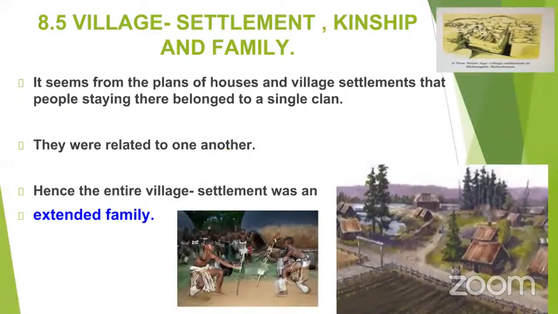It seems from the plans of houses and village settlements that people staying there belonged to a single clan. They were related to one another, and hence the entire village settlement was an extended family. Matlab they used to live like a huge or a whole family. Though they lived in different houses, they used to live their life as if they were of only one family. The whole community, the whole village is one family.